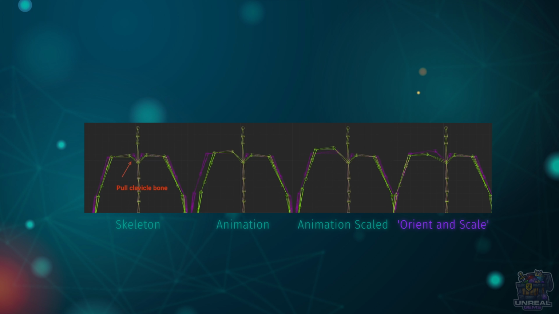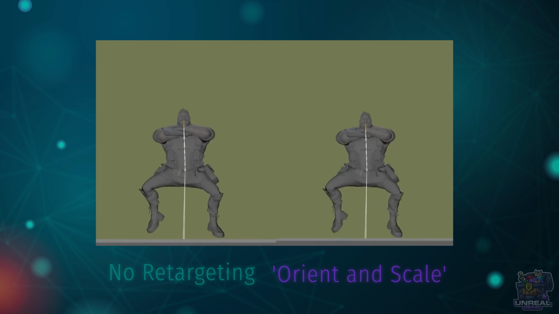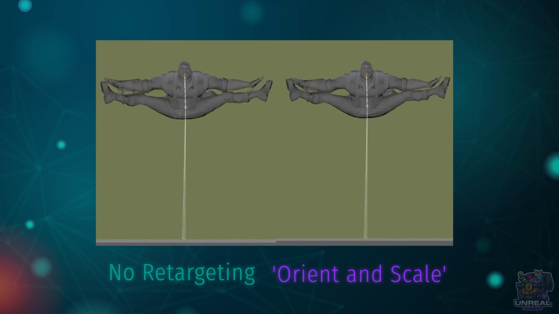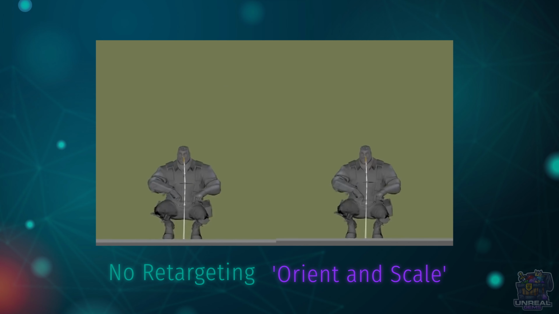So on one hand, it's going to scale the bones according to the difference in size, and then it's going to orient them according to the delta between the bind pose in both skeletons. So as you can see, with this one, we can keep the stretch and squash even on the big character.